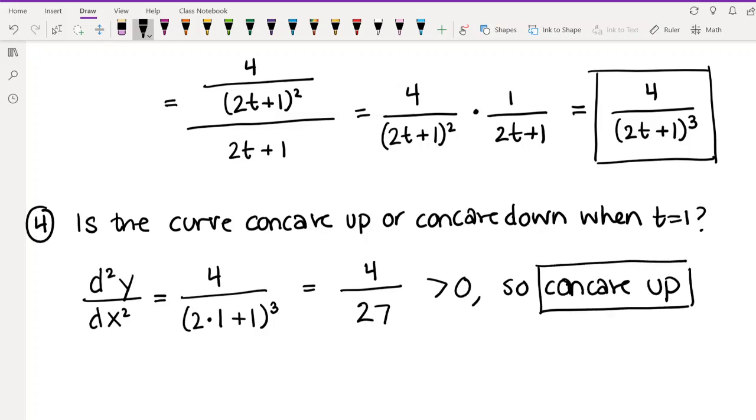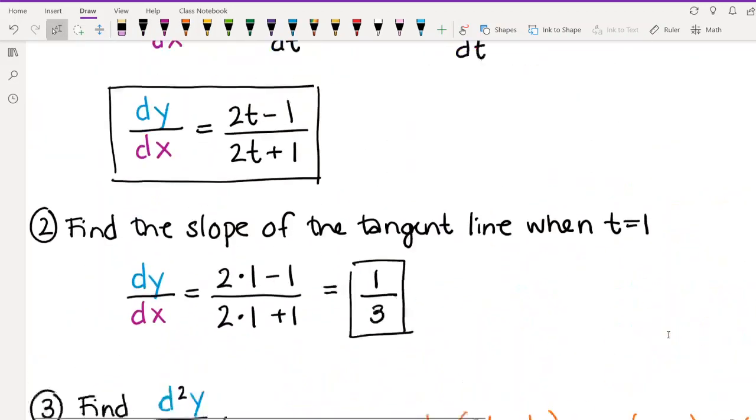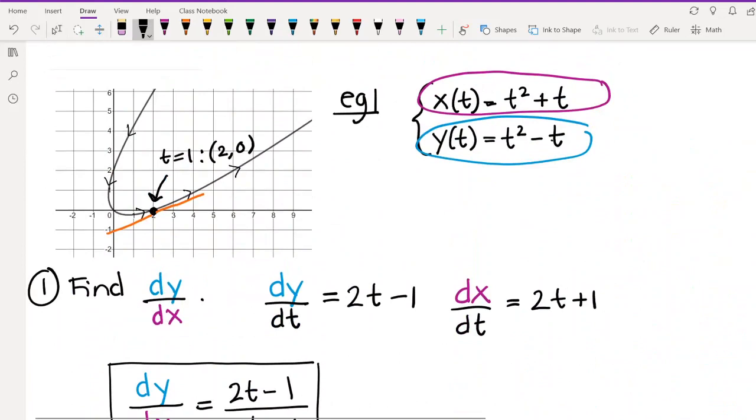And so our answer is that it's concave up. And we can confirm that looking at our picture. So at the point (2, 0), this graph is concave up. Remember, concave up looks like, if it was raining, it would collect water, right? It's cupping upward. Whereas this part of the graph here is concave down. So if we had picked an earlier value of t, we would get something that's concave down. But at the second half of the graph here, it's concave up. It's curving upward.